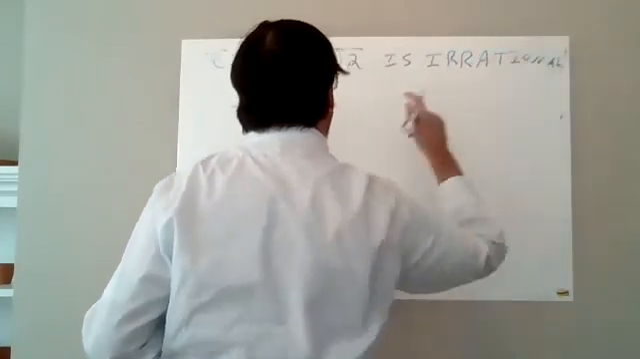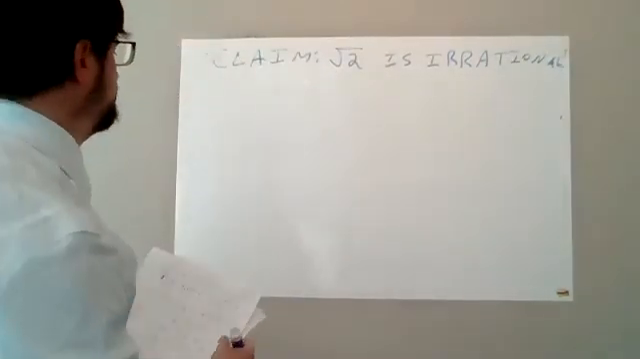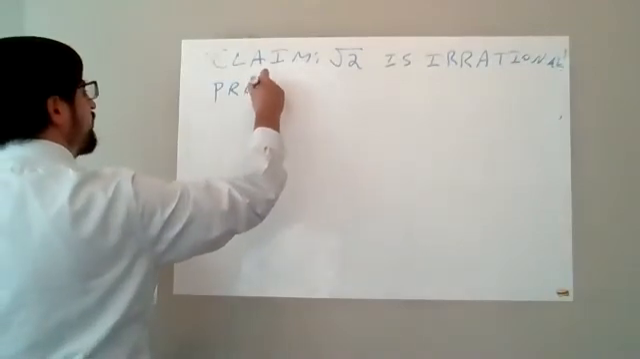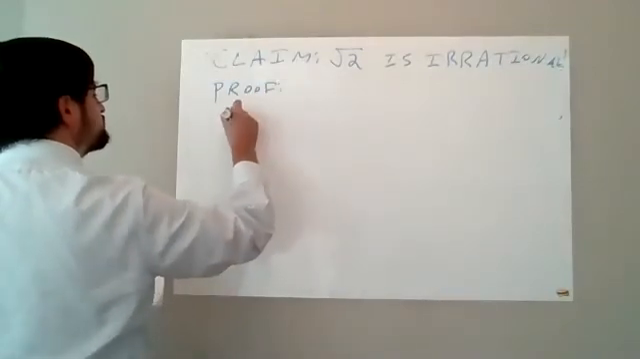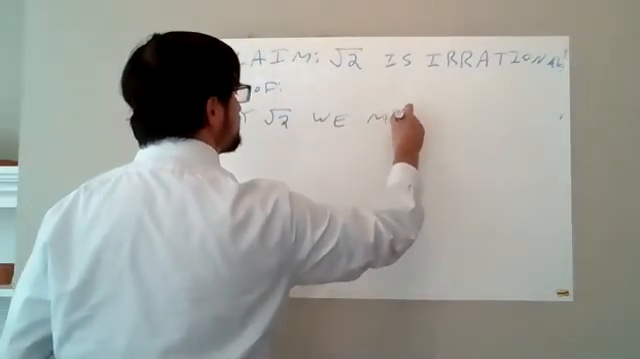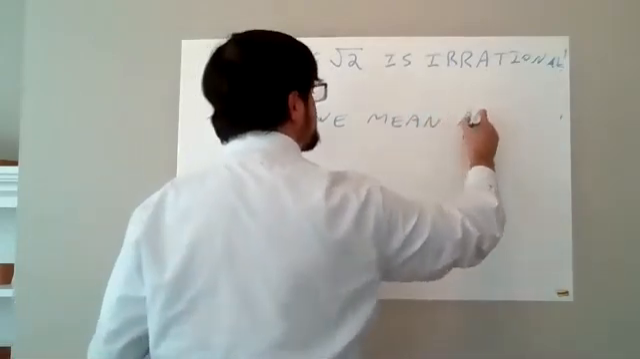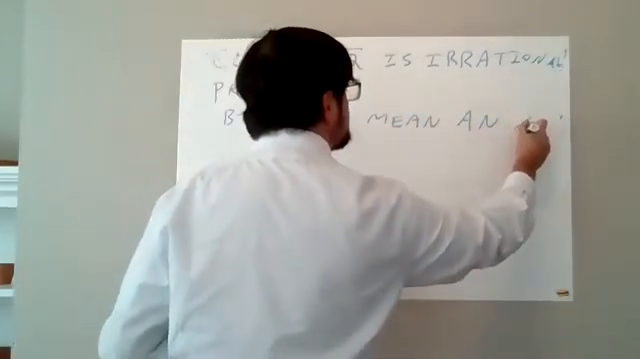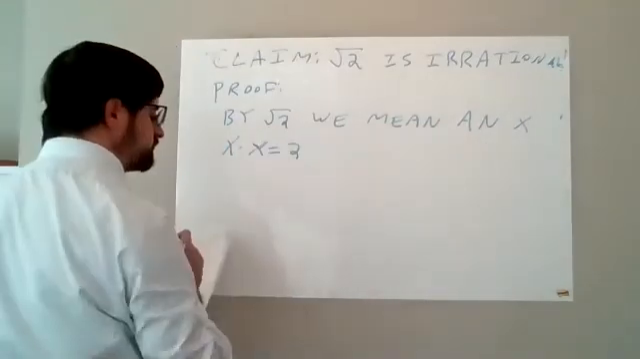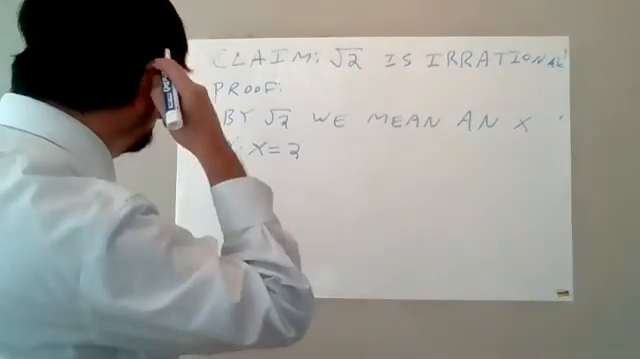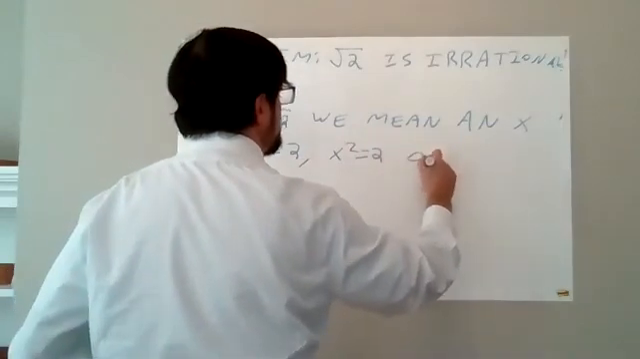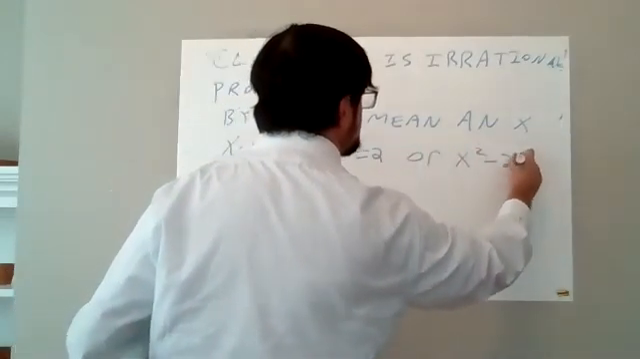All right, so let's think. By square root 2, what do we mean? By square root 2, we mean x such that x times x equals 2. That's what we mean by the square root. And that's the same thing as saying x squared equals 2, or x squared minus 2 equals 0.